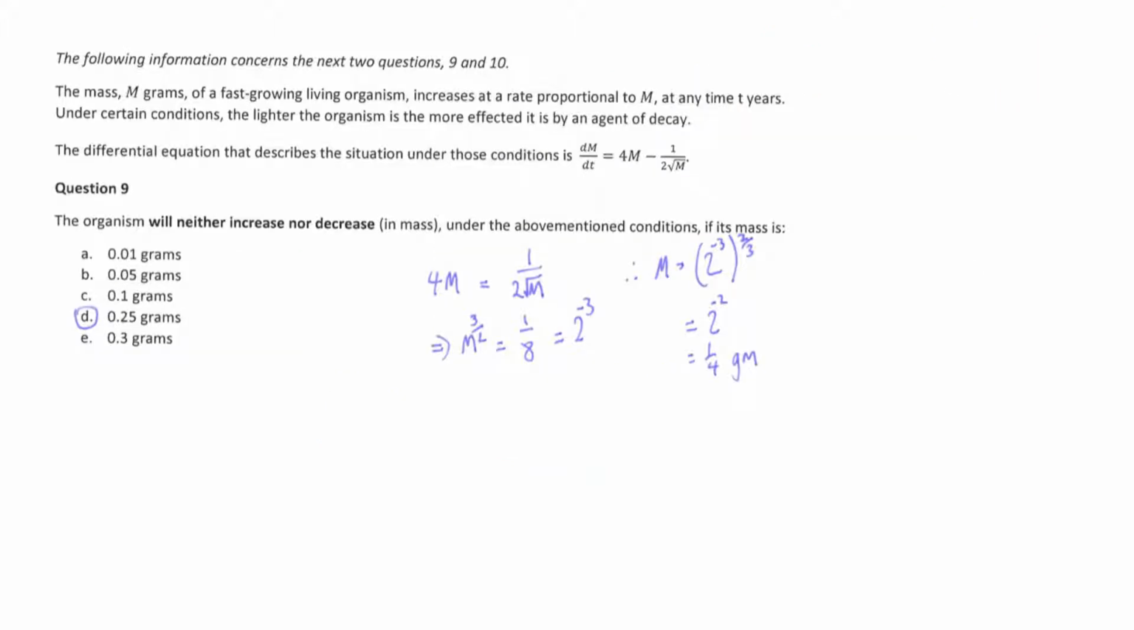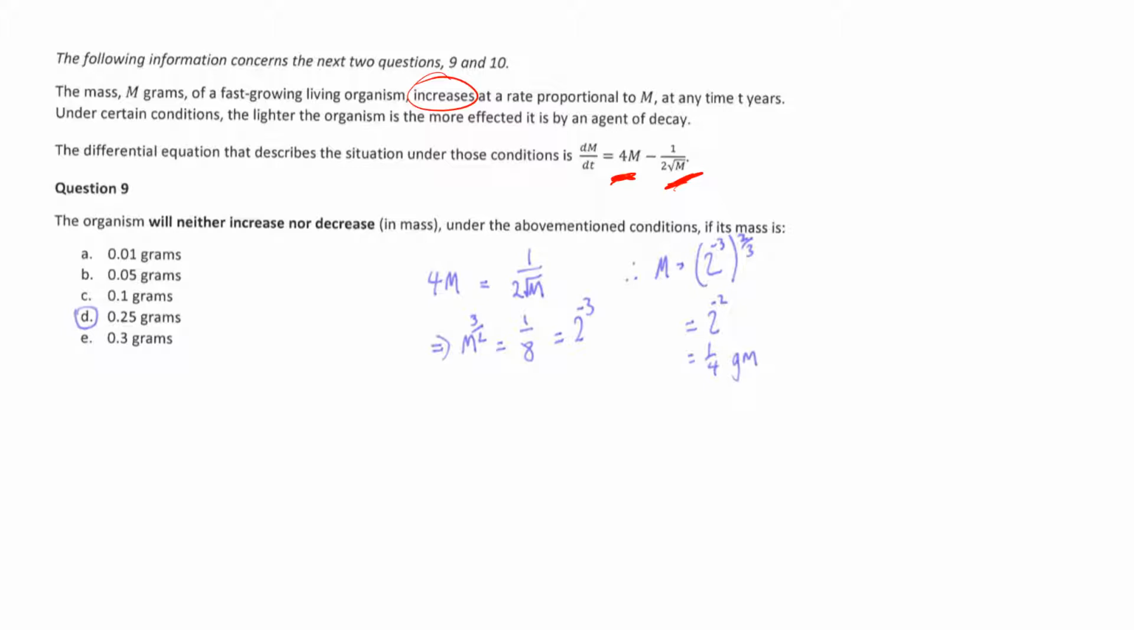All right, this bit of information concerns questions 9 and 10. A mass M of fast-growing organism increases at a rate proportional to M at any time T years. Under certain conditions, the lighter the organism is, the more it is affected by an agent of decay. So there's the proportionality element that leads to increased rate of change. There's the element of decay. And so you can see the smaller m is, the greater that impact will be.